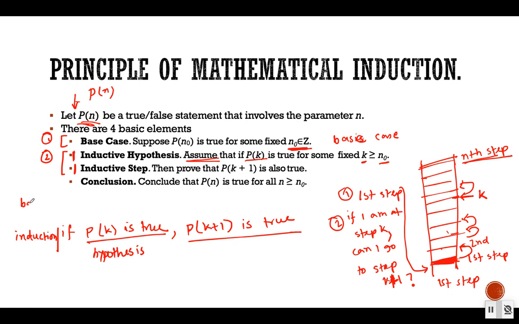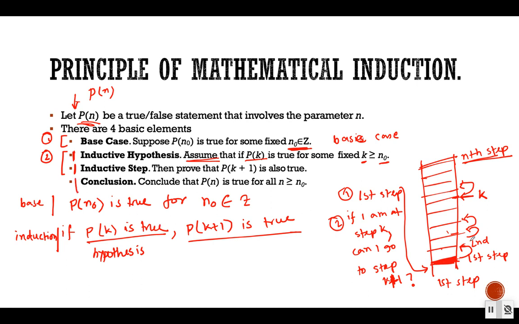Okay, and the base case is that we first prove that P(n naught) is true for some base value, where n naught is the first step. Each of the values here, n naught, k and k plus 1, everything is going to belong to the integers.